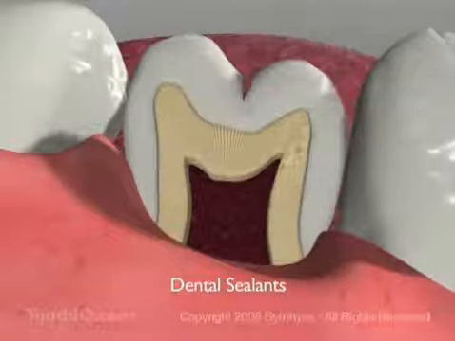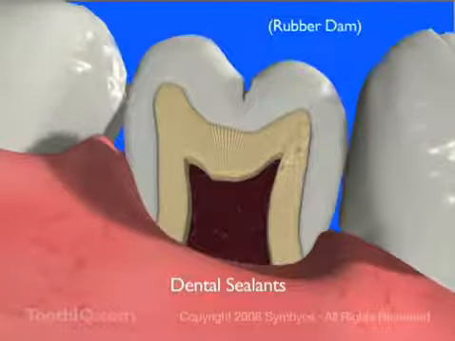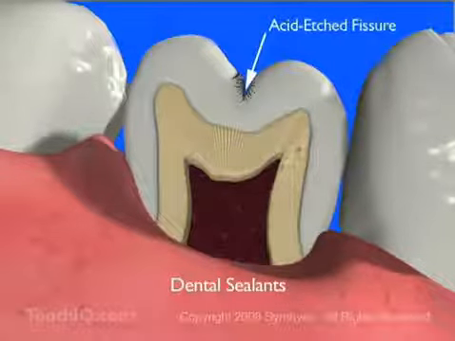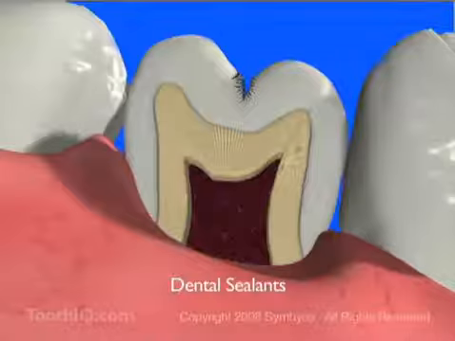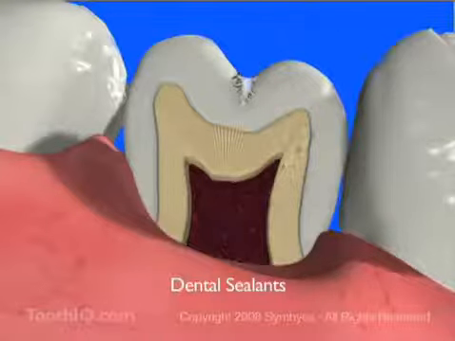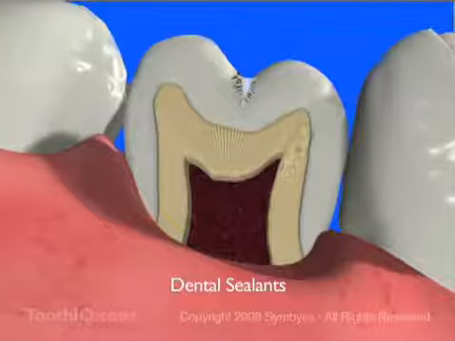Following thorough plaque removal from the pits and fissures, the tooth is isolated from all mouth moisture and the grooves are etched with a mild acid solution. This produces a microscopically roughened surface into which the sealants will adhere. The sealant is then applied to the grooves as a viscous liquid, which hardens on its own or by exposure to a blue light. Once placed, the sealant prevents bulk plaque from being able to accumulate in the pits and fissures.